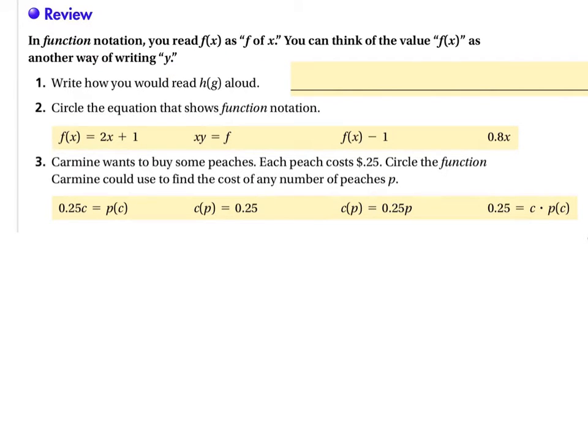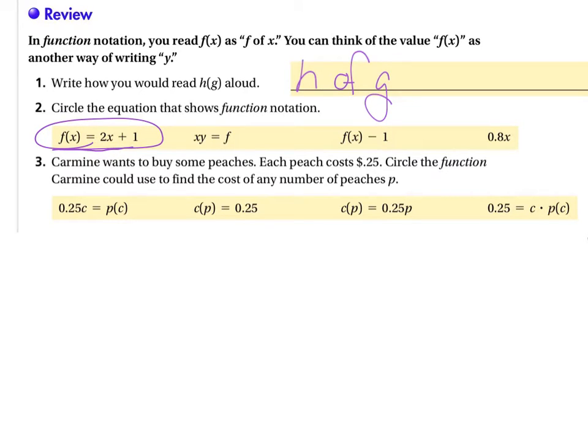Do you know how you would read this out loud? It would be h of g. Looking at question number 2, we want to circle the equation that shows the function notation. So consider each of these. Which one shows the function notation? This is the one that shows the function notation. F of x equals 2x plus 1.